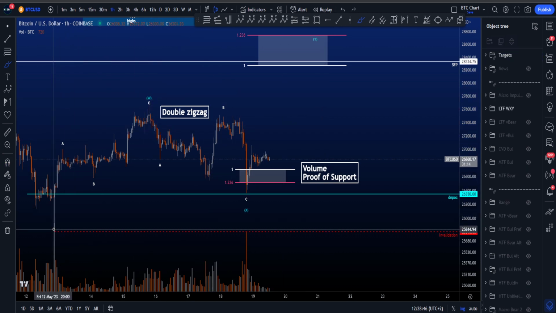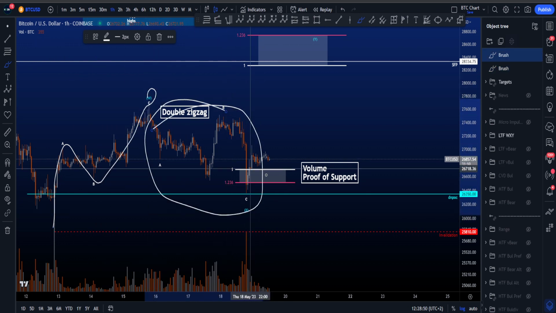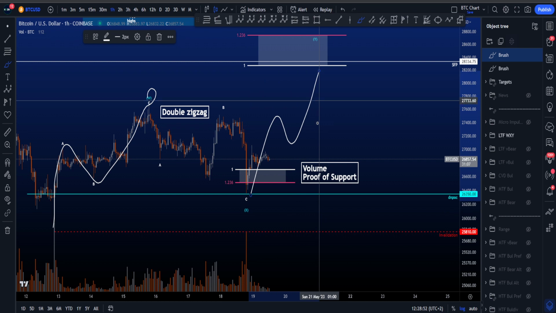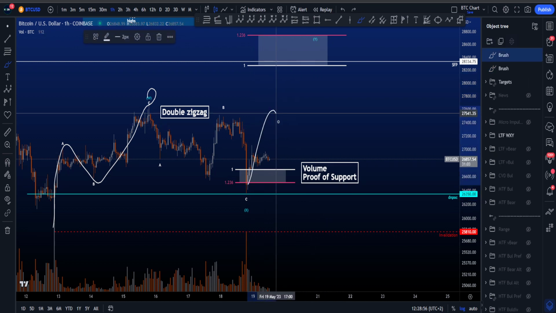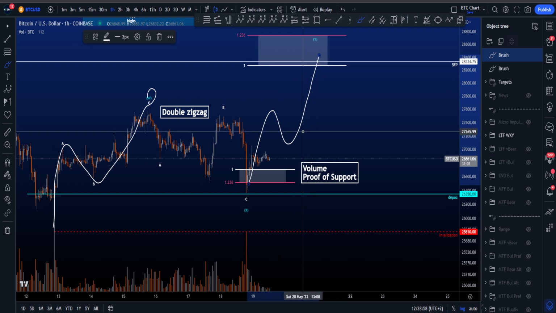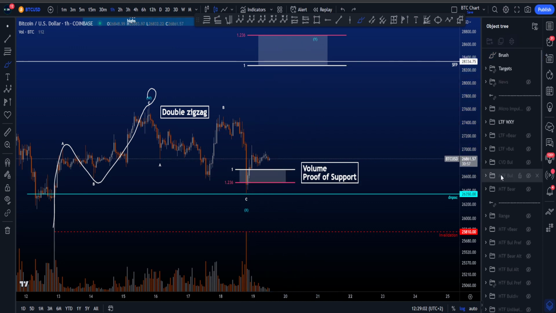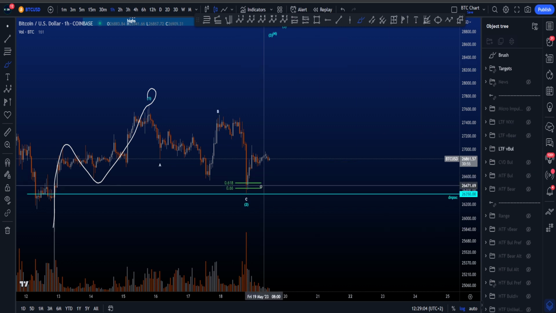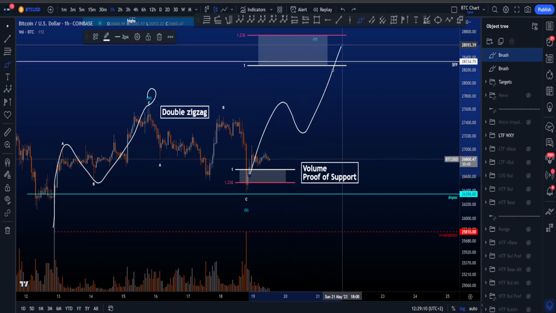A double zigzag is basically a 5-3-5 in the W, any corrective structure in a wave X, and then another 5-3-5 in a wave Y. Now, this is important. If we are not going to get a 5-3-5 wave move, but instead we're going to see a big impulsive move, then we might go to the bullish scenario, right? Where this is going to be a wave 3 to the upside.